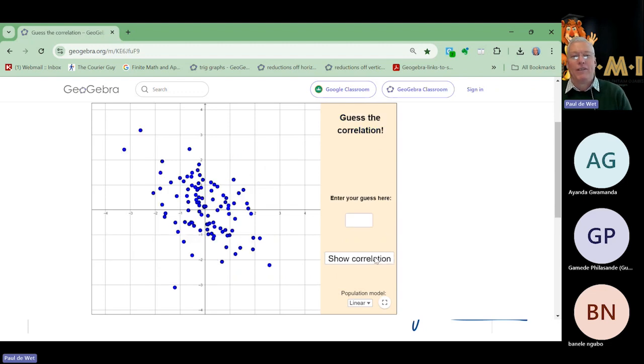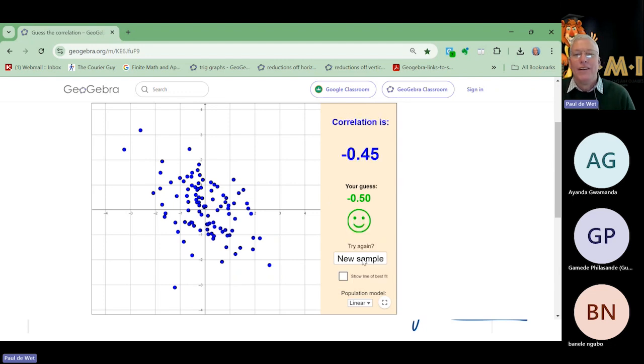So I wasn't too bad there. Is this negative? This is negative. I think it's not as strong. I would say maybe negative 0.4, or 0.5 maybe. I don't know. Okay, negative 0.45.